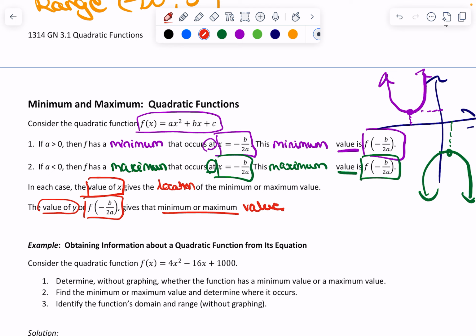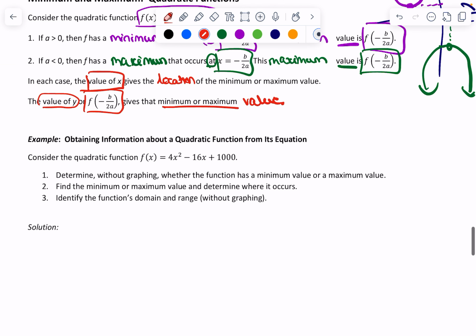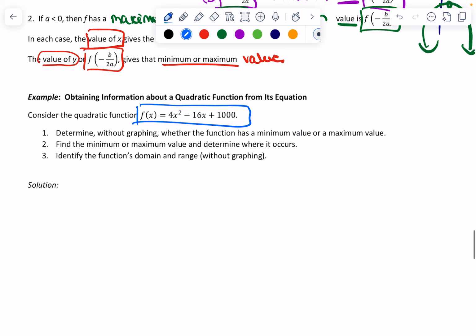Okay, so let's go ahead and look at an example here. We've got f of x equals 4x squared minus 16x plus 1000. First, we're going to determine, without graphing, whether the function has a minimum or a maximum value. The very first thing that I like to do is write our a, b, and c. So again, this is f of x equals ax squared plus bx plus c. So a is 4, b is negative 16, and c is 1000.